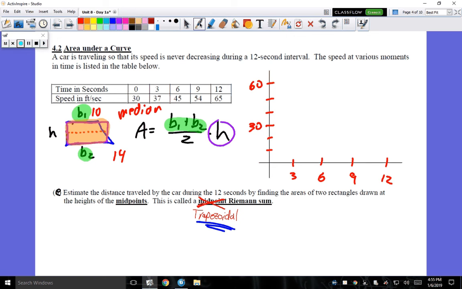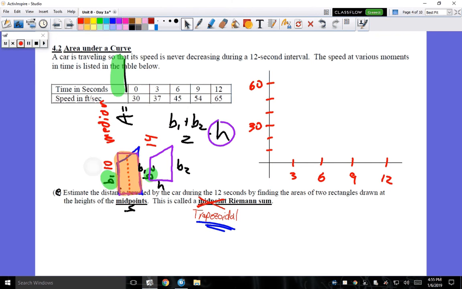Now, if I were to take this shape right here and rotate it to where it looked like this, the height would now not be going up and down, but it would be going left and right. And base 2 would move here, and base 1 would still be there. So what I did was I just rotated it, if you will, like that.